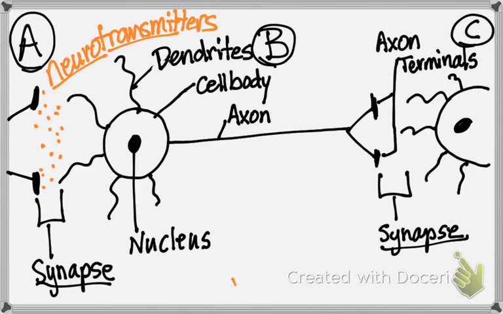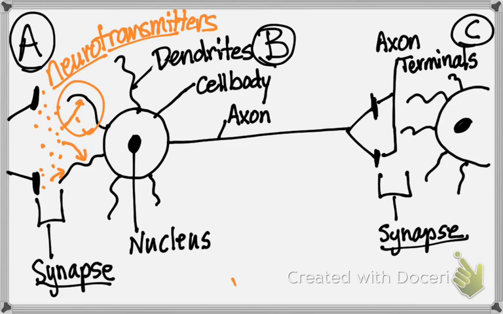And when enough of them get absorbed... are you stuck? Do you have a question? Yes? Which part is the receptor? Here. Oh, good question. These are your receptors. The dendrites are the receptors, okay? So those neurotransmitters go across the space and they get received by the dendrites. Great question.